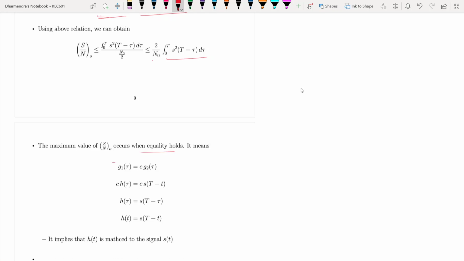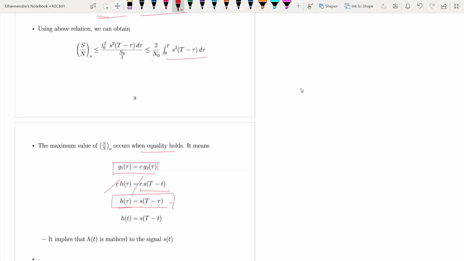It means G1 of tau should be C times G2 of tau. So substitute G1 of tau as C times G2 of tau into H of tau. This constant will cancel out, so H of tau will be the S of T. H of tau is equal to S of capital T minus tau.